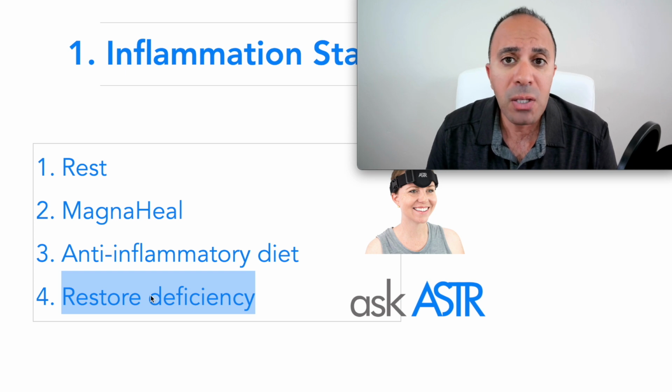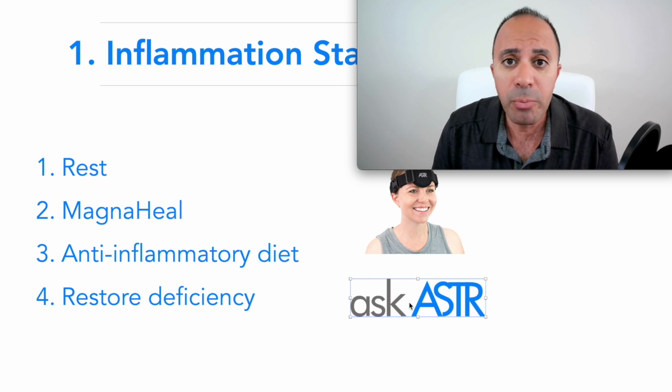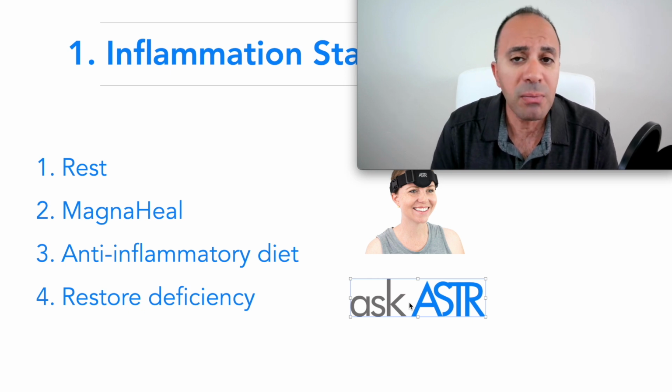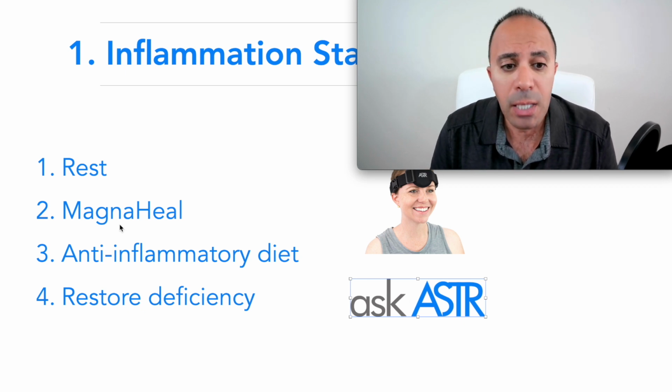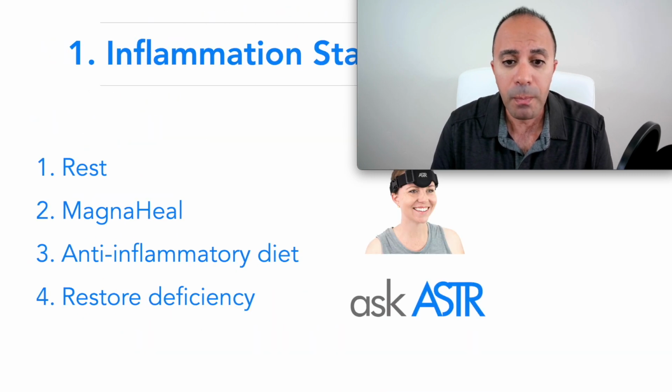One of the ways you can do actually today, you can take advantage of Ask ASTR. It's a free online medical evaluation that's going to help you to figure out if you have possible vitamin, mineral, or hormonal imbalance that might slow down your healing and get you in that vicious cycle of inflammation and proliferation.